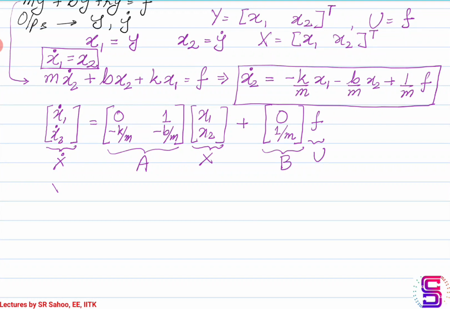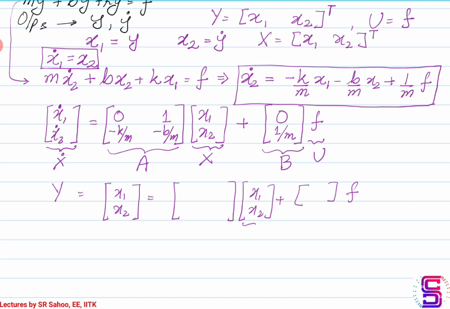Similarly, the output vector that we have, which is y, is nothing but x1 and x2. So this is some matrix multiplied by x1 x2 plus some matrix multiplied by u. This is your x, this is your u. So y is equal to, the first one is x1, so you have 1 0.